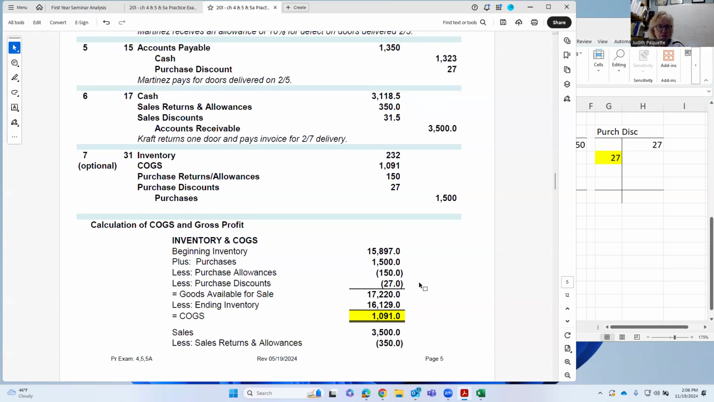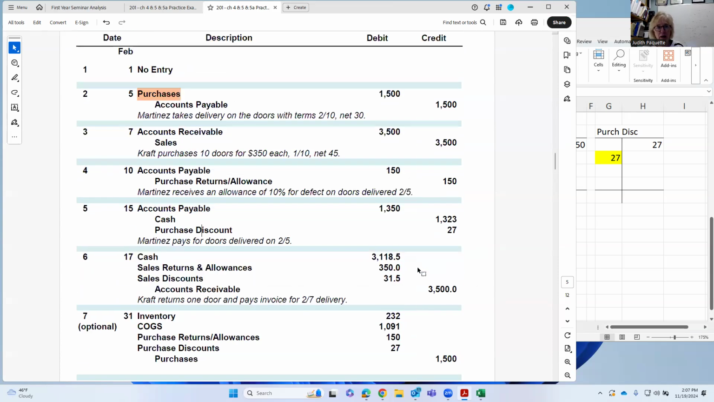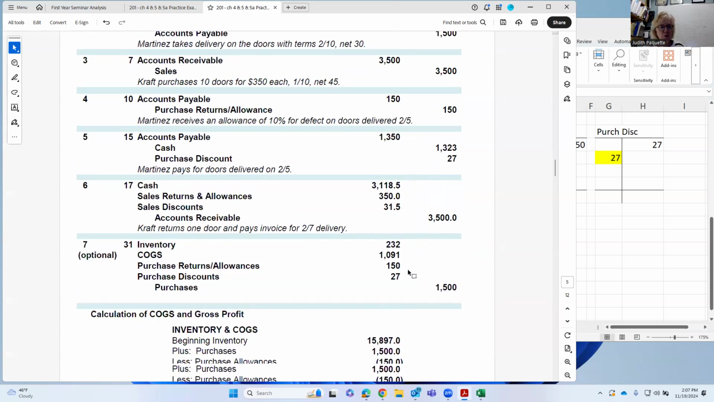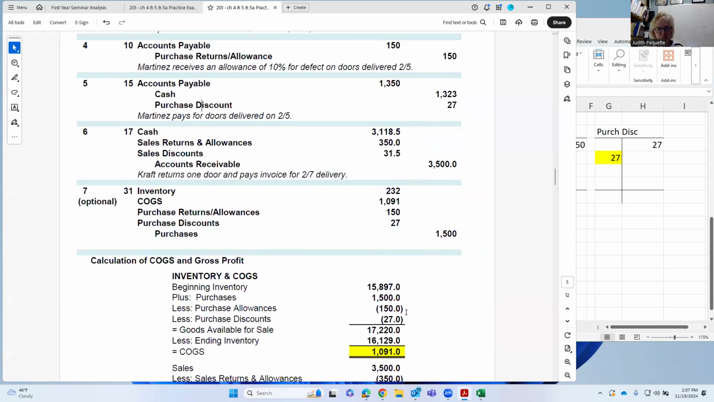Minus ending inventory equals cost of goods sold. Okay, so that is a big fat entry, but I wanted to make sure you understood. The only thing missing from this calculation, because we didn't have any, is freight in. If you had freight in, you would also add it here before you subtracted ending inventory.